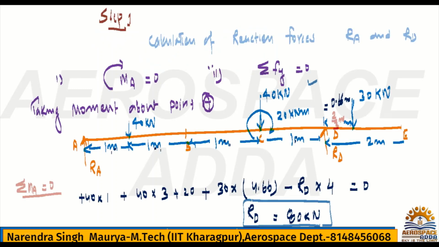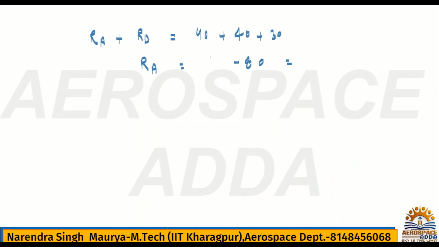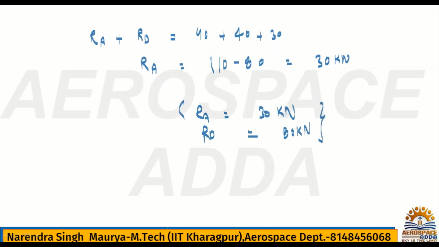Again back. 40, 30. Take this 110. Right, so we got RA kilonewton, got RD. Now our problem is what? Almost solved. We got the reaction forces.